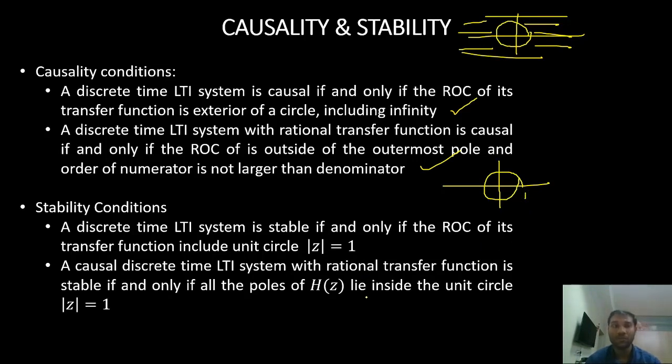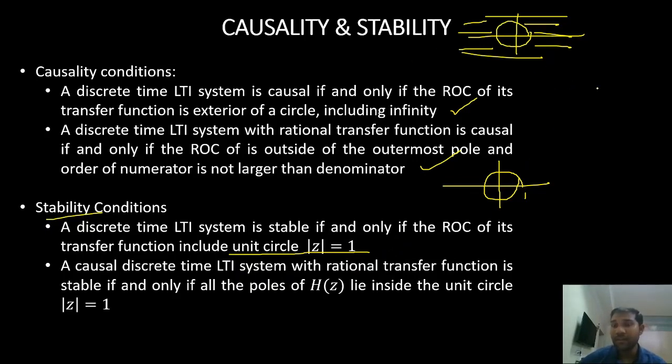For a system to be causal, how should the ROC be? It should be exterior to a circle. The ROC of the transfer function of the system must be exterior to the circle, including infinity. Then for stability, what should we have? The ROC must include the unit circle. Wherever the ROC is, if the unit circle is included in the ROC, then we can say the system is going to be stable.